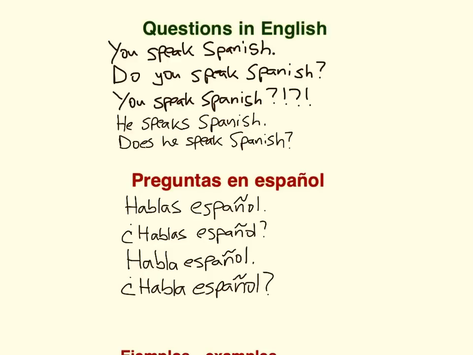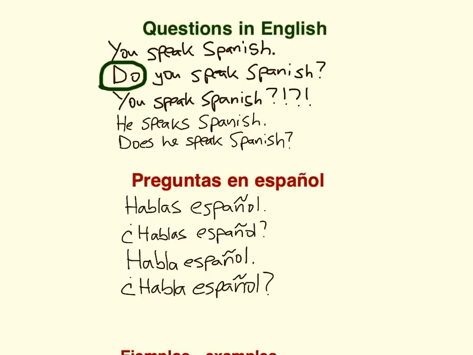So when we talk about questions in English, you speak Spanish is a statement. It's something that you do. In order to make this into a question, we have to add this random word here, "do." Why do we do that? I don't know. It's an English thing. What does "do" mean? It doesn't mean anything. You couldn't walk up to somebody and just say, "do," because that doesn't make any sense. Basically, it is an indication that there's a question coming.